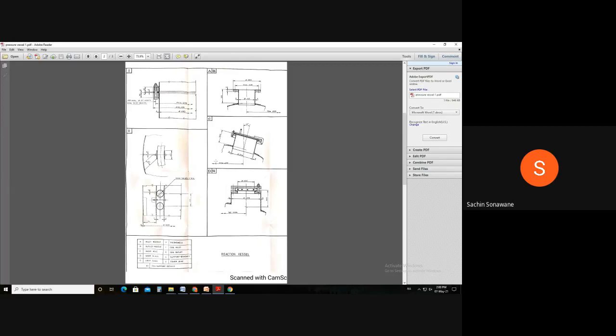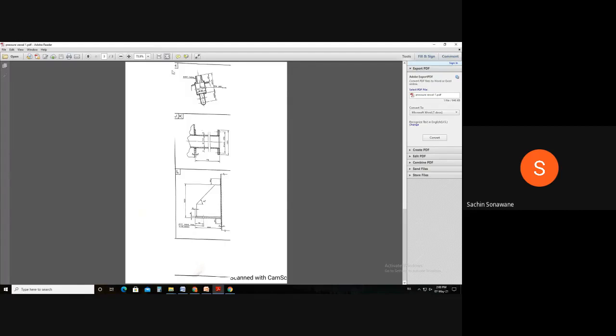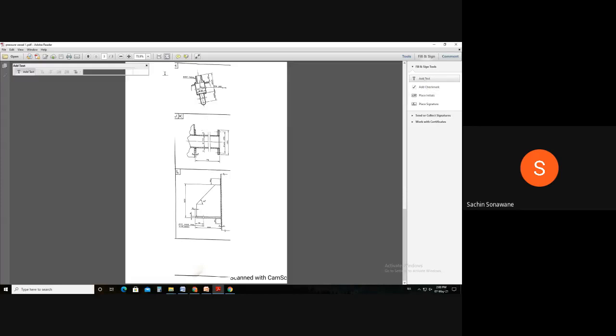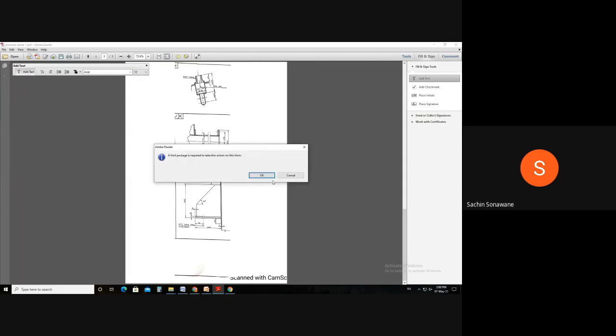This is 1, 2, A, B, C, D, G. This is known as reaction vessel H. This is L. This is J and K. These are the detailed drawings.